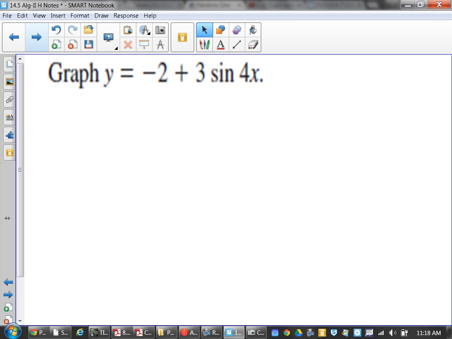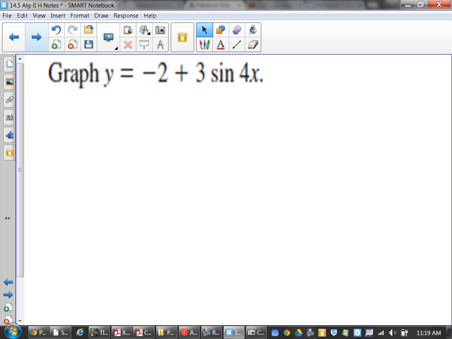I want to graph y equals -2 plus 3 sine of 4x. I want to go through all the steps, including writing the parent and the shift, and re-explain what all the values mean. The better off we are to start with that, what we finish up here in 14.5 makes a lot more sense.